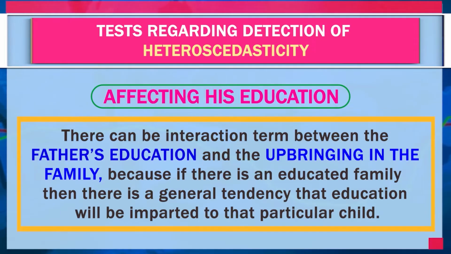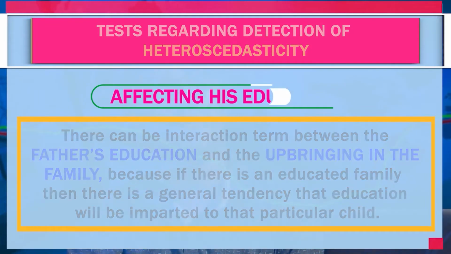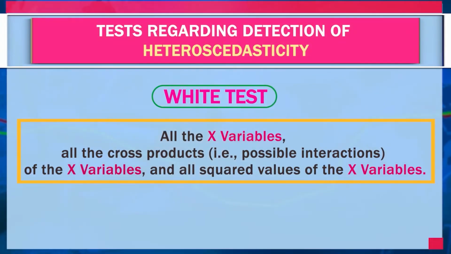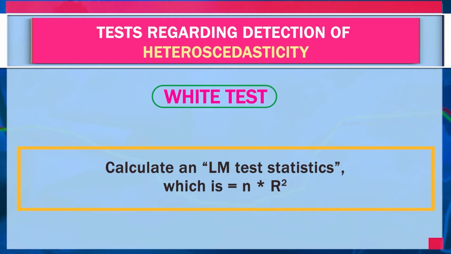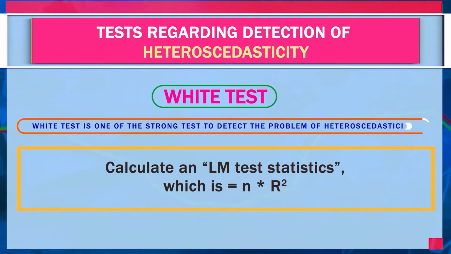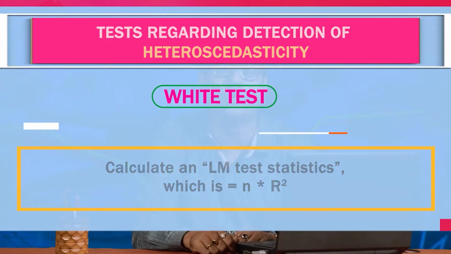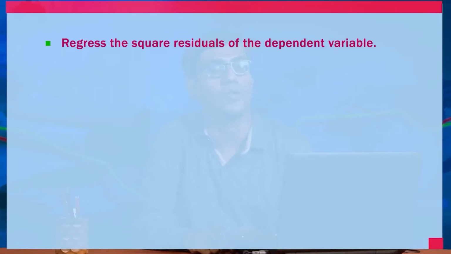So there can be an interaction term between the father's education and the upbringing in the family. Because if there is an educated family, then there is a general tendency that education will be imparted to that particular child. So all this can have an interaction effect on the wage. So accordingly, all these possibilities are there in a cross-sectional sample, whether the cross products also are responsible for this problem. So to explore all these possibilities, the White test is one of the strong tests to detect the problem of heteroscedasticity. So in this particular slide we observe, for the White test, the first step is regress the squared residuals on the dependent variable.